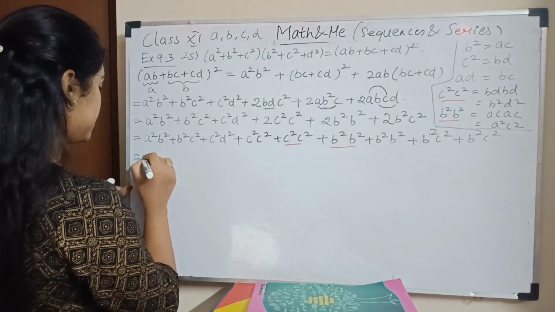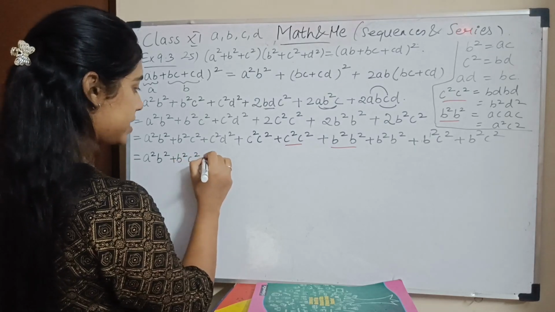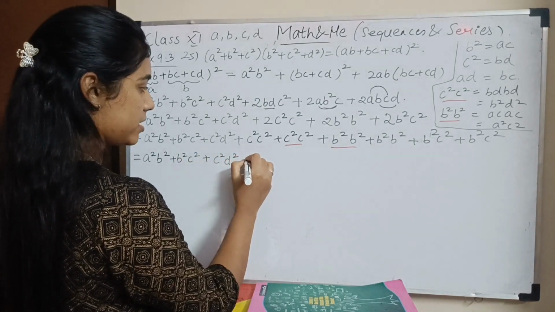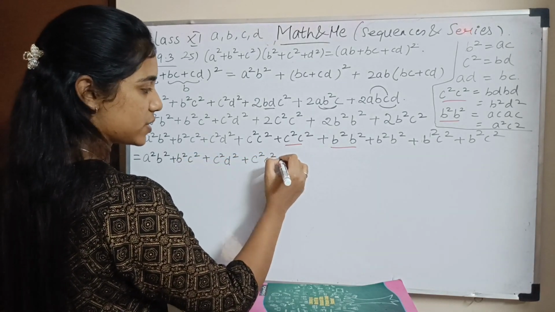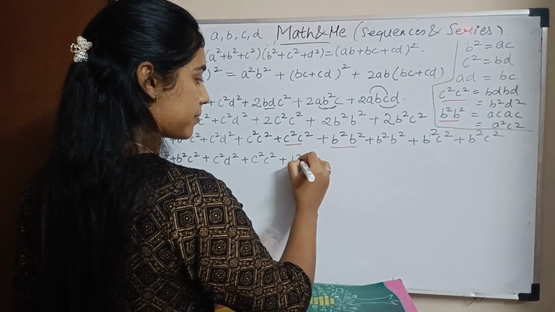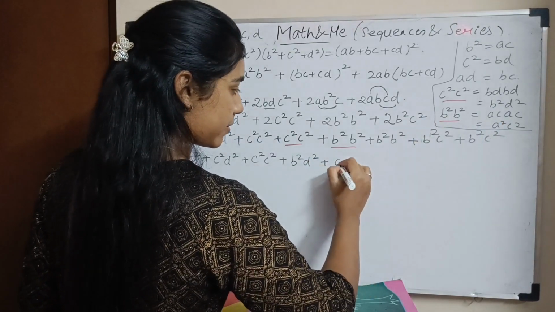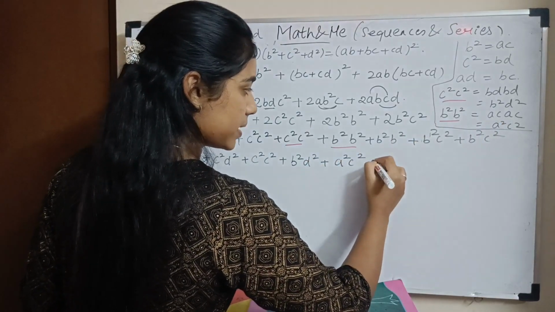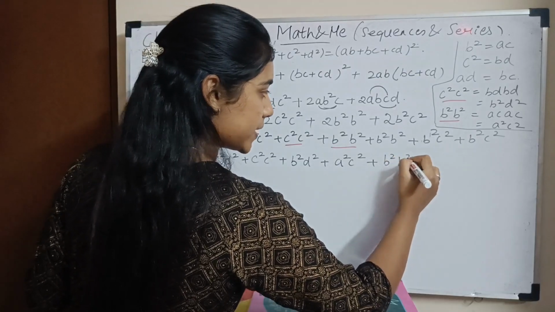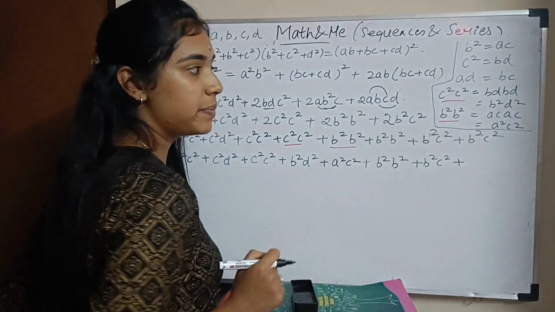So what does it become? a square b square plus b square c square plus c square d square plus, instead of this I'm going to write b square d square, plus instead of this I'm going to write a square c square plus b square c square, plus again I have a b square c square.